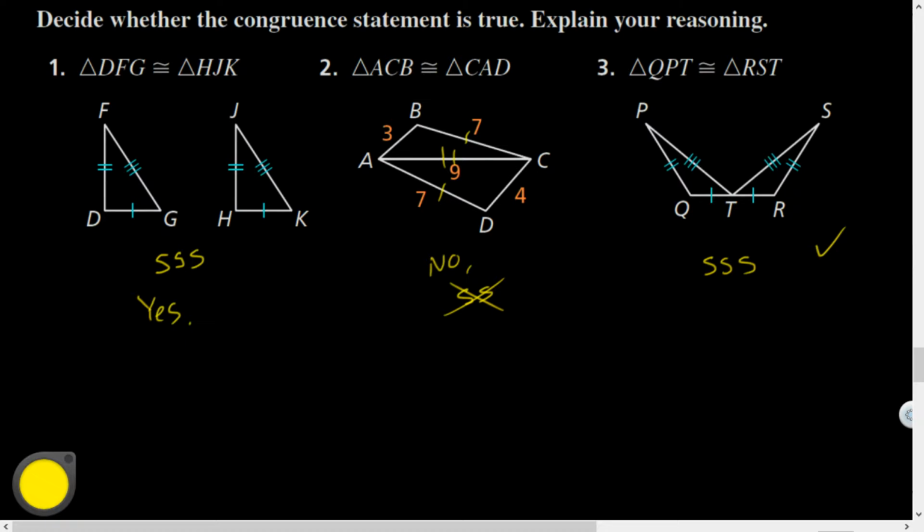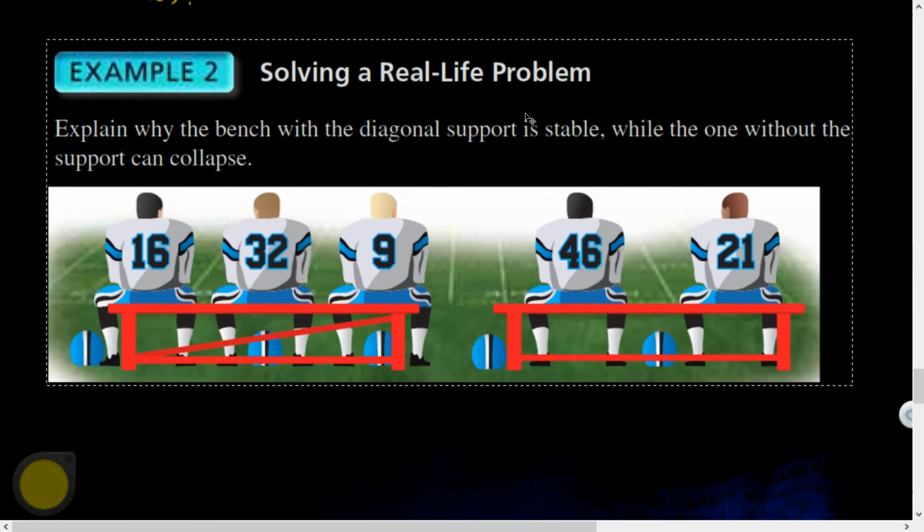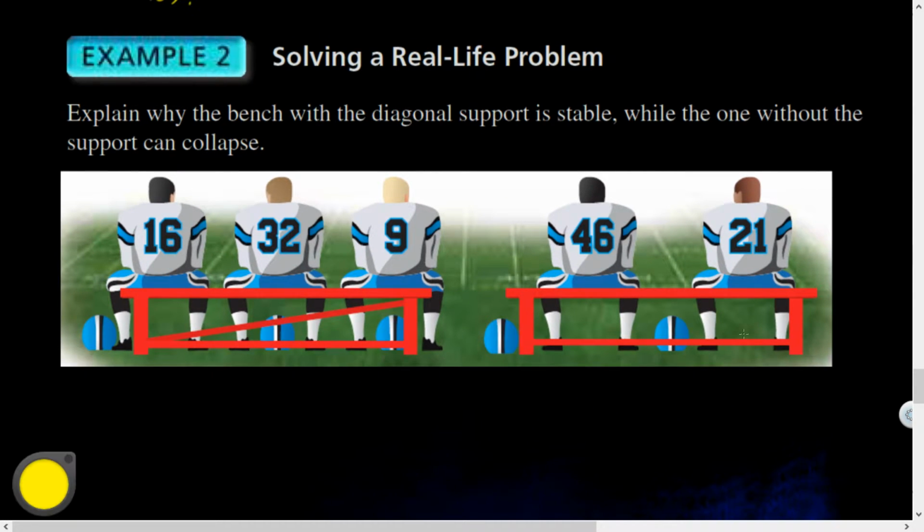All right, example 2 for my foosball players. Explain why the bench with the diagonal support is stable, while the one without the support can collapse.